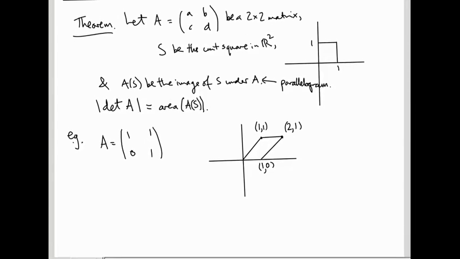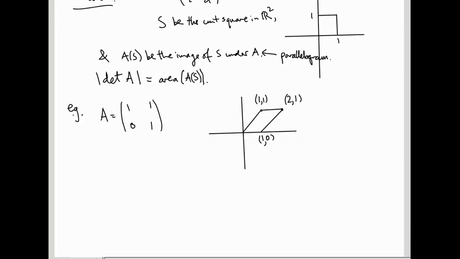Let's check the formula. The area of this parallelogram you can compute by subdividing, say cutting it into two triangles, and then moving this triangle over here just by parallel motion so that you get this square back. So this is the square you started with, actually. This square has area 1, so the parallelogram also has area 1. So AS has area 1, so det A equals 1. And that's true, right? 1 times 1 minus 1 times 0 is 1.